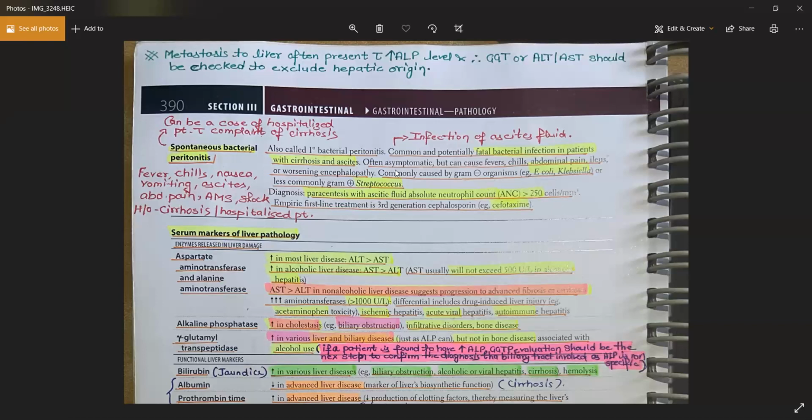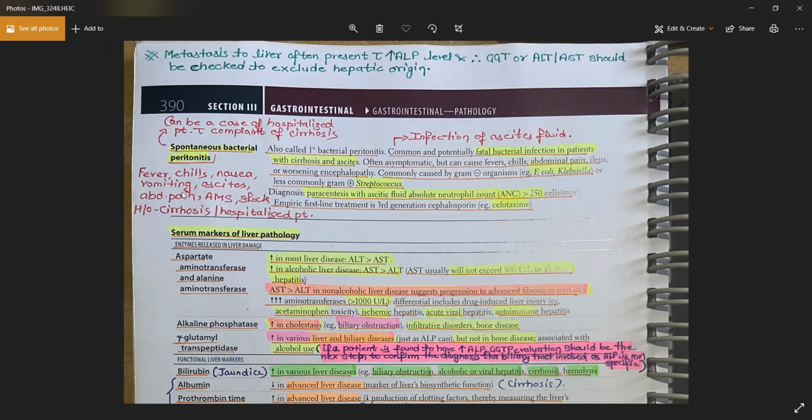Mostly it is asymptomatic, but the patient can present with fever, chills, nausea, vomiting. Of course, the ascites would be there, abdominal pain with guarding and rebound tenderness. Shock can also happen to the patient. Septic shock would be there, right?